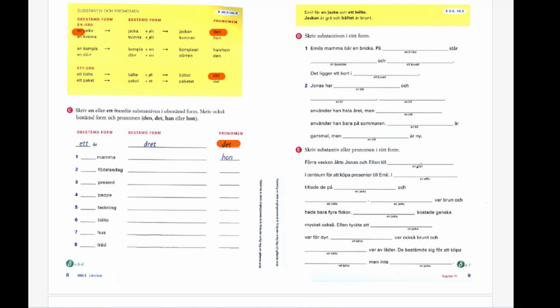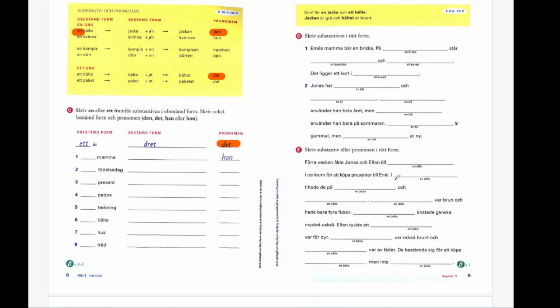Now we don't know about the shop. It's not a detailed subject, so that's why we are just using the obestämd indefinitive form. En affär är centrum för att shoppa presenter till Emil. Okay, last week Jonas and Elin went to a shop in Centrum to buy a gift for Emil.